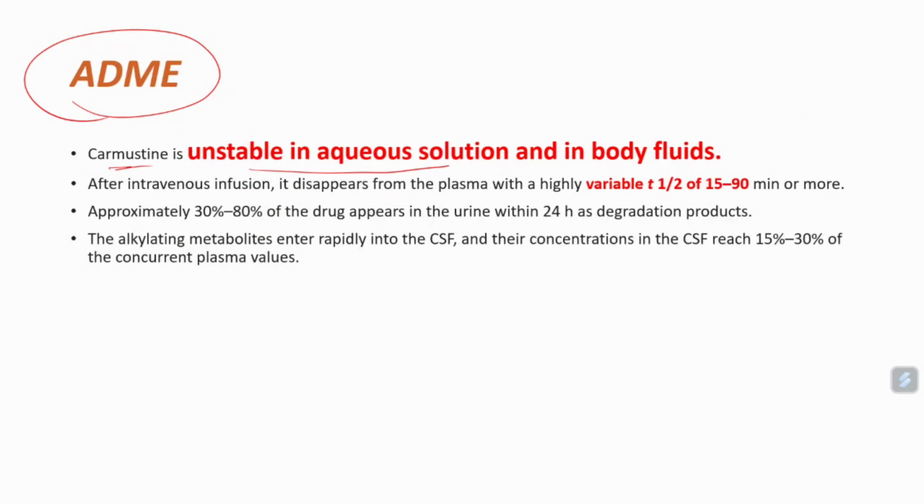If you see the pharmacokinetics of carmustine, it is very unstable, as I told. Mostly all other nitrosoureas are very unstable, and it is given through the IV route. Given IV, it disappears from the plasma quickly. Immediately it is metabolized, and its half-life is 15 to 90 minutes. Approximately 30 to 80% of the drug appears in the urine within 24 hours as metabolic end products, and the alkylating metabolites enter rapidly into the cerebrospinal fluid.